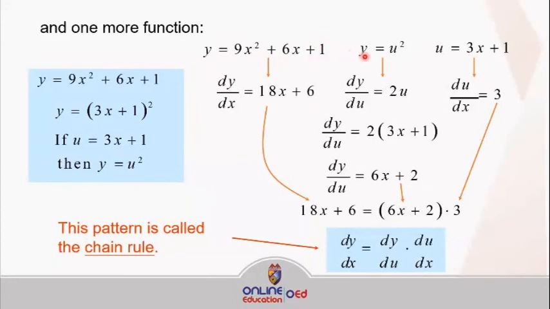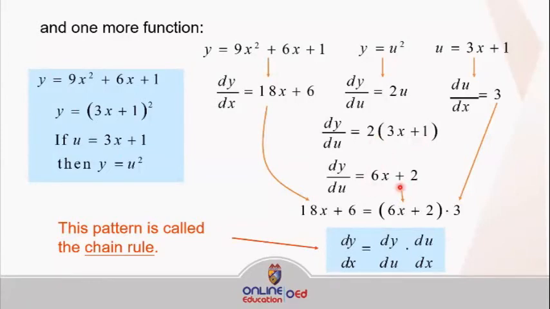And then for the y is equal to u squared, power rule lang din yung gagamitin natin. We have yung dy over du is equal to 2u. And then for the u naman natin, which is yung 3x plus 1, the value of du over dx is equivalent to 3. And then here, pinakita lang natin na yung dy over du is equal to 2 times the 3x plus 1. Minultiply pa lang yung 2 sa 3x plus 1. So we have yung 6x plus 2.